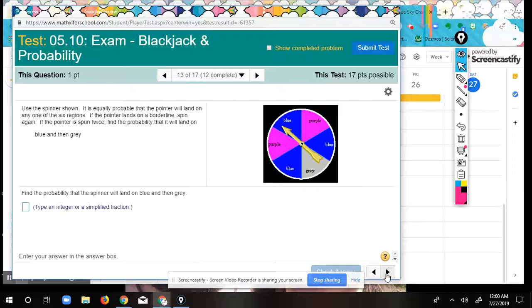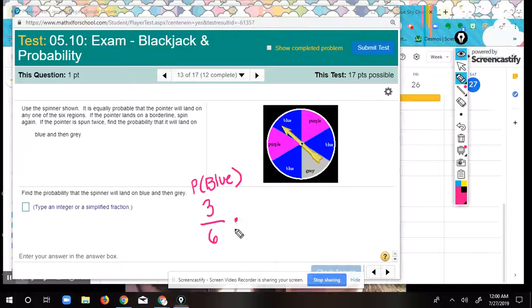Okay, so in this one, use the spinner shown, where each space is equally probable. We want to find the probability that it will land on blue and then on gray. So what you do when you find the probability of two events is you multiply them together. The probability of landing on blue: there are 3 of them out of 6 possible spaces. So this is the probability of blue. And if we want to find the probability to land on gray, there's 1 gray spot over 6 places.